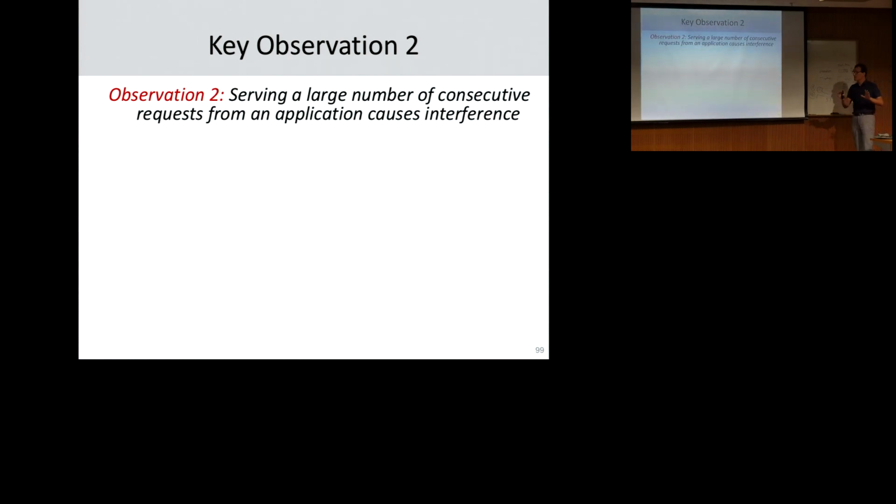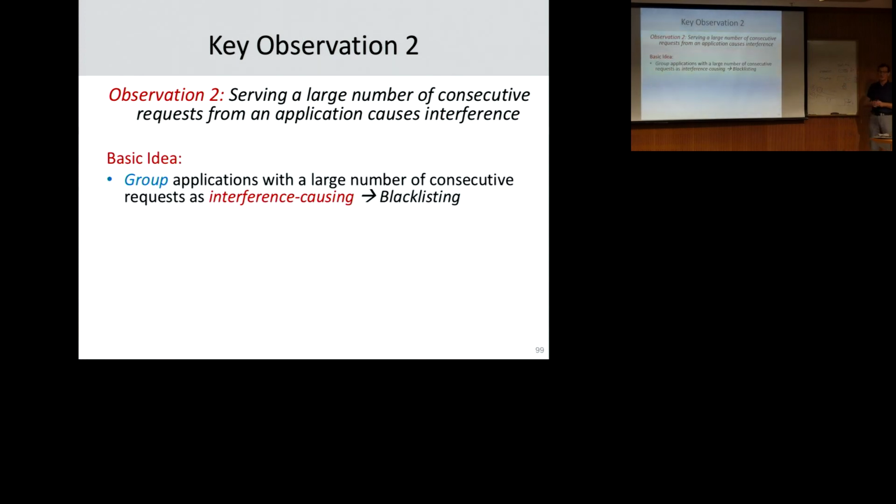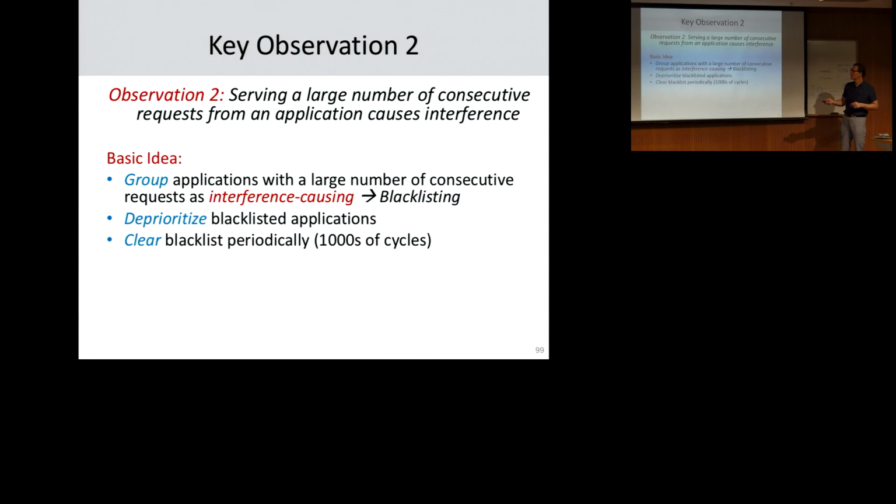So this is actually something we discussed earlier, very little. And the idea is this. If you actually serve a large number of consecutive requests from an application, that is the thing that causes interference. Basically, it's streaming threads cause interference, right? So what we want to do is we want to group applications with a large number of consecutive requests that are recently serviced as interference causing, and we want to blacklist them for a short period of time. Once they're blacklisted, they're deprioritized. And we'd like to clear the blacklist very quickly so that they actually get a chance to be blacklisted again or whitelisted again. Right? That's the idea.